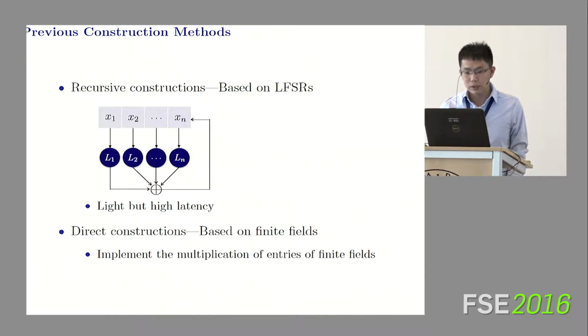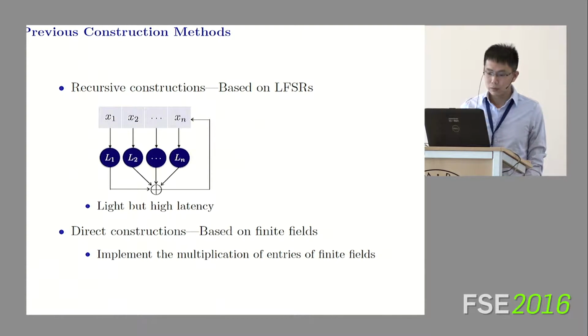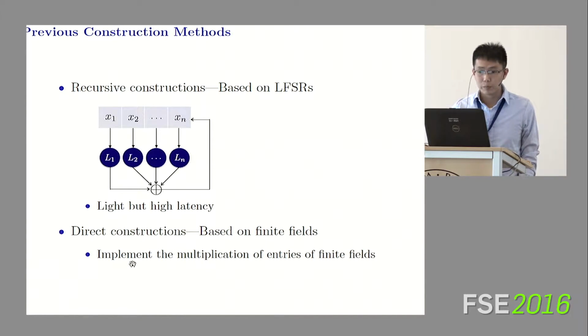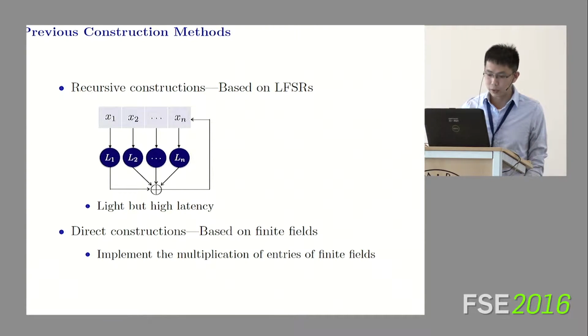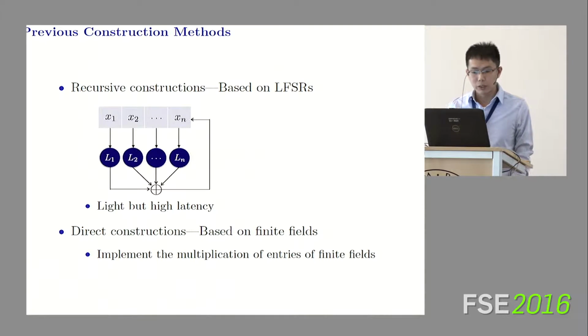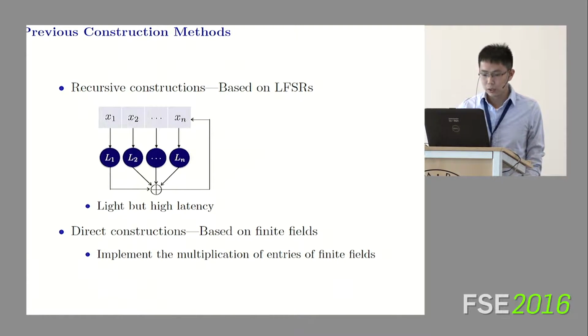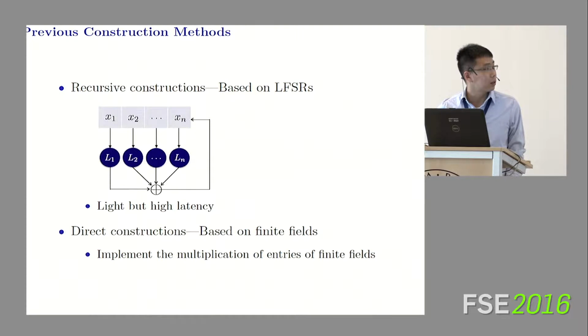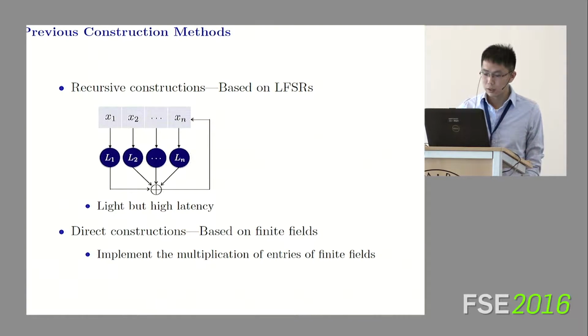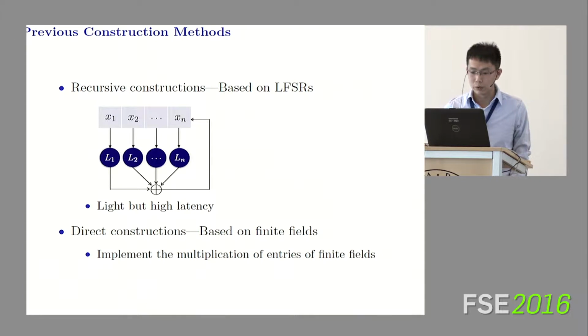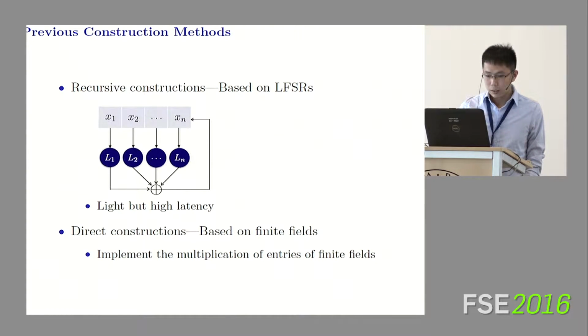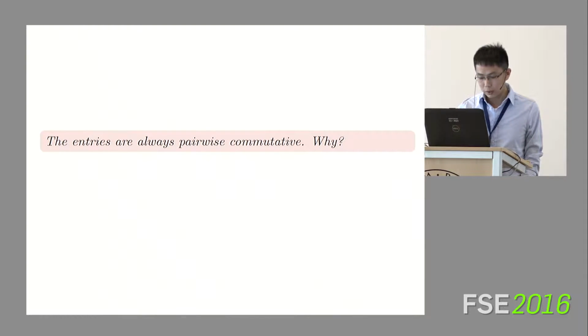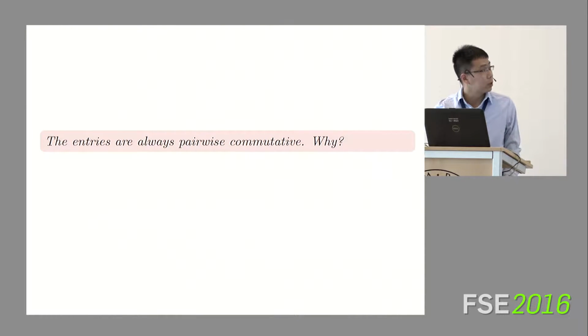According to some recent research, one of which was given by the previous speaker, the entries of the MDS matrix over finite fields should be chosen carefully, because there are many factors that affect its implementation cost, such as the Hamming weight of the elements and also the choice of the irreducible polynomials. And in these two construction methods, there is one common feature.